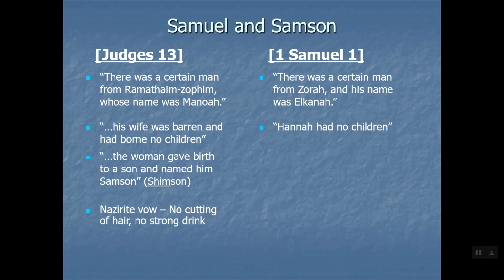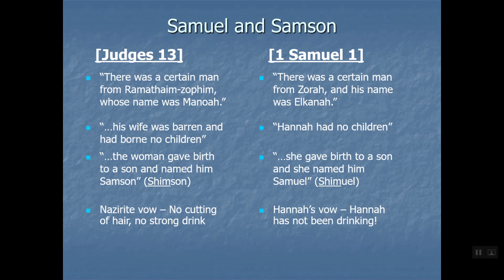There was a certain man from Ramathaim Zophim whose name was Manoah. There was a certain man from Zorah whose name was Elkanah. She was barren and had no children. Hannah had no children. The woman gave birth and named him Samuel, as opposed to Samson, excuse me. Nazarite vow, no cutting of hair. Hannah had a vow. So again, it seems to me that the author is making a really clear connection back to Samson and trying to help us see that we're just continuing the story.